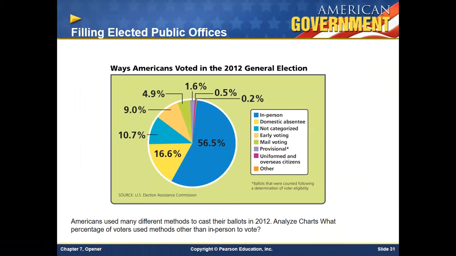This slide here does show the different ways in which Americans voted in 2012. And you can see that most people voted in person. Some voted by absentee because they weren't in their polling place. Some were not categorized. Some did the early voting. Mail voting was 4.9%. Provisional voting, where they let them vote and then they decided they'd figure out later whether or not their vote should count. And then the 0.5% was for those that were in uniform or overseas.